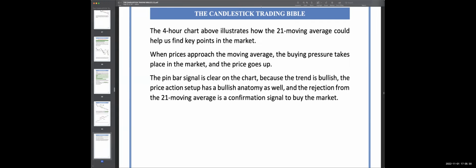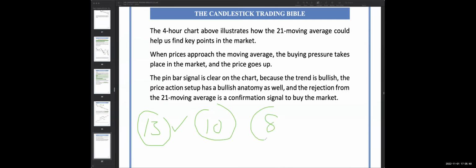No matter what moving average you're using, if you're using the 13 and you see a pin bar, execute. Some people use the 10 EMA, some people use the 8, some people use the 21. It's simple, you don't really have to stick to the 21. But if you are a new trader, a beginner trader, just put the 21 on your chart and backtest. See how price reacts on that moving average.